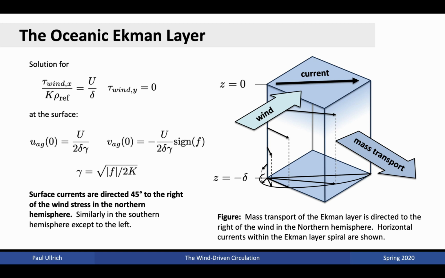Repeating the solution of these differential equations with different wind directions produces analogous results. The surface current will always be directed 45 degrees to the right of the wind stress in the northern hemisphere, and similarly in the southern hemisphere but to the left. This also means that the current is directed 45 degrees to the left of the mass transport in the northern hemisphere. What we observe in examining the solution as we go from z equals 0 to depth is that the current velocity rotates clockwise as the ageostrophic velocity goes to 0. The decay of the ageostrophic velocity is approximately exponential with depth.